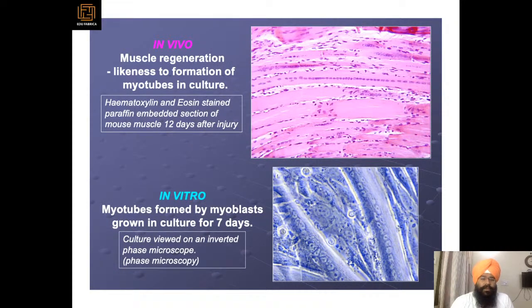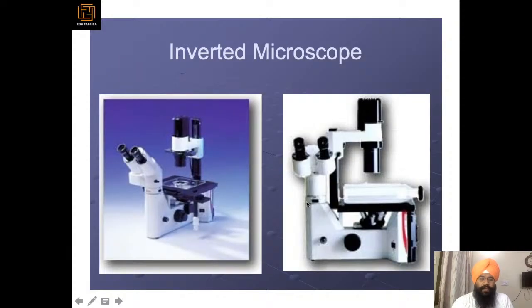So these are the slides from myogenesis. They are showing that muscle regeneration is likely to form myotubes in the culture. Here we are seeing some in vivo results, and these are the in vitro results. Myotubes form from the myoblasts grown in the culture after 7 days. That's how we see them in the cell culture plates, so we use an inverted microscope to see the results.